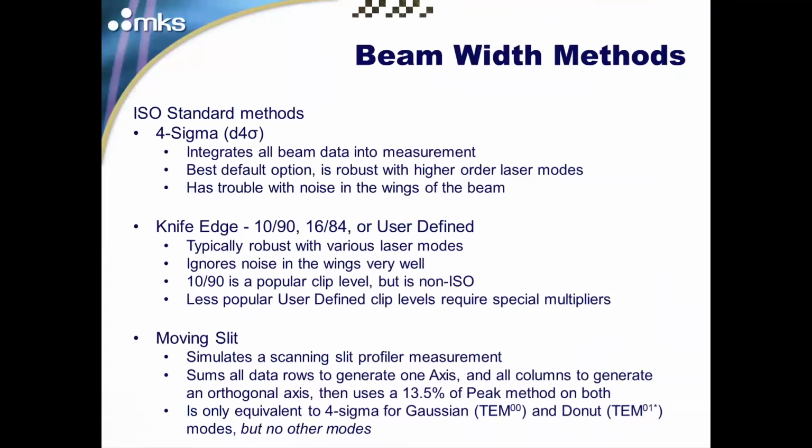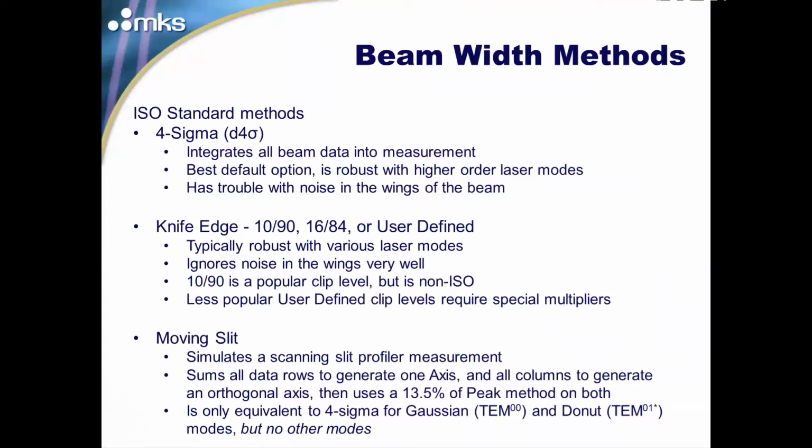This sums all of the rows across the frame to generate one axis, just a single line profile of one axis. And then all of the columns are summed down to generate an orthogonal axis. And then the 13% of peak method is used to generate the beam width. It's really important to note that the moving slit method is only equivalent to 4 sigma methods for a TEM00 Gaussian beam or a TEM01 star donut beam.